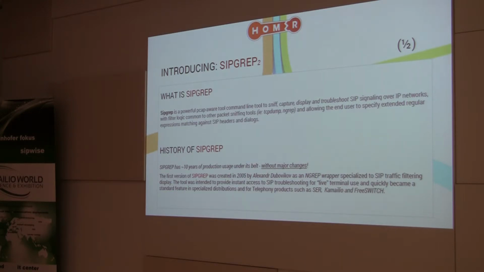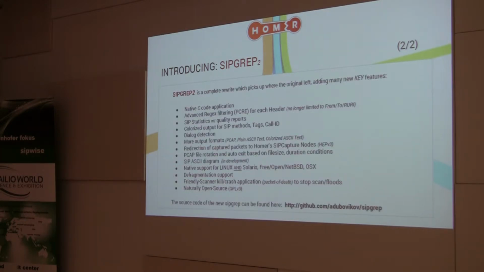Of course, you can use tcpdump or Wireshark, but these are tools for any protocols. For SIP, it's very, very hard to use them. In this case, we just decided to release a new version, SIPgrep 2, which is now a native C application. It's also open source and has a lot of features.